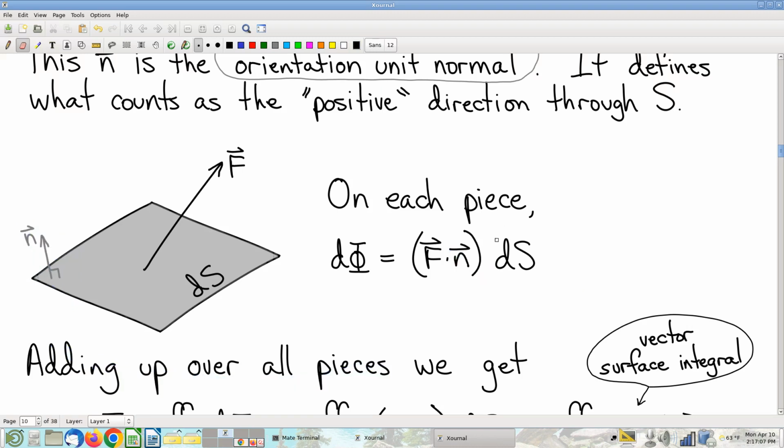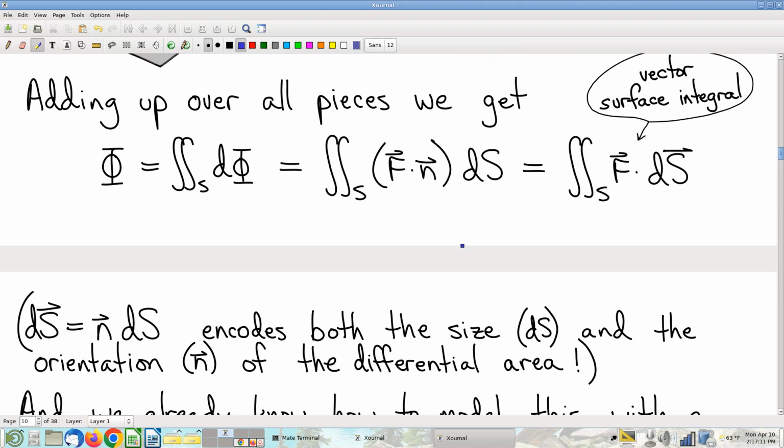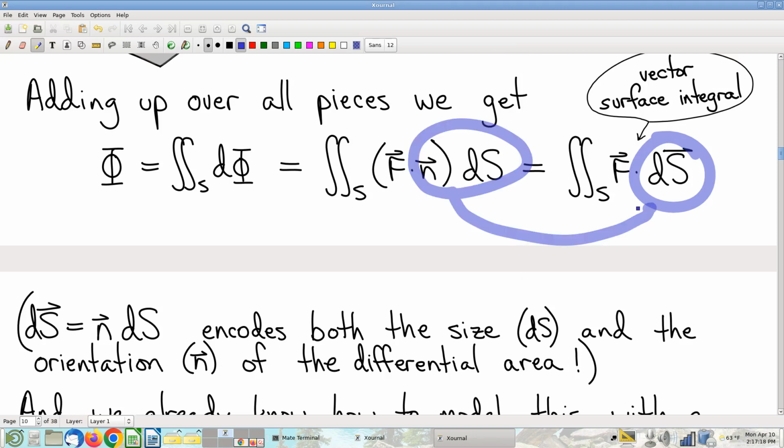Okay, so let's talk about this notation here. What is that ds vector? You can, of course, kind of see from the way this is written that it is the normal vector, the unit normal vector times the ds scalar. Why would we combine those things into one single, what we call surface differential, this ds vector? A couple different ways to think about it.